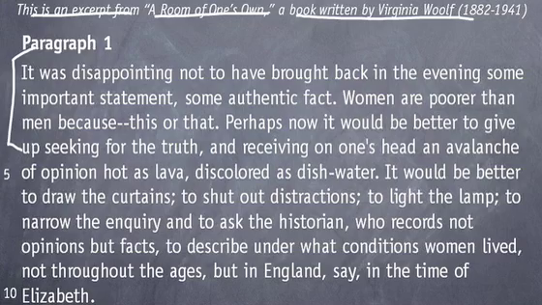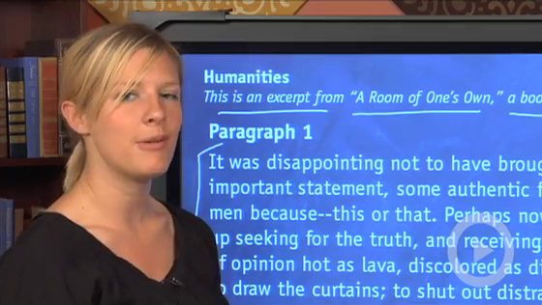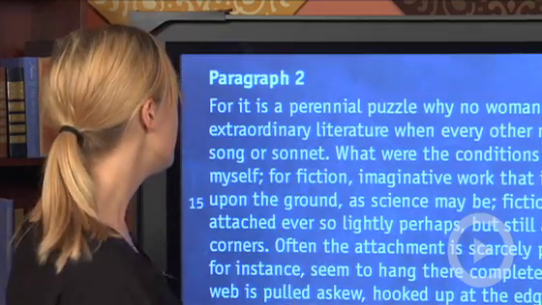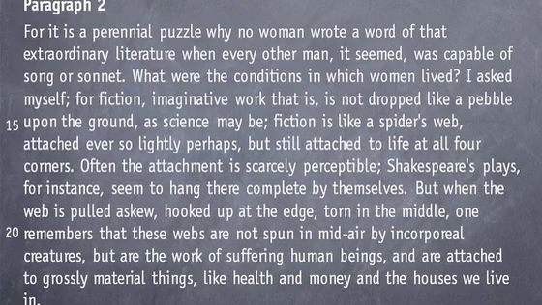So here we go. What we'll do is we'll just read the topic sentence for each paragraph. "So it was disappointing not to have brought back in the evening some important statement, some authentic fact." Well, we don't really know what it means so far, but let's continue on. The second paragraph: "For it's a perennial puzzle why no woman wrote a word of that extraordinary literature when every other man, it seemed, was capable of song or sonnet."